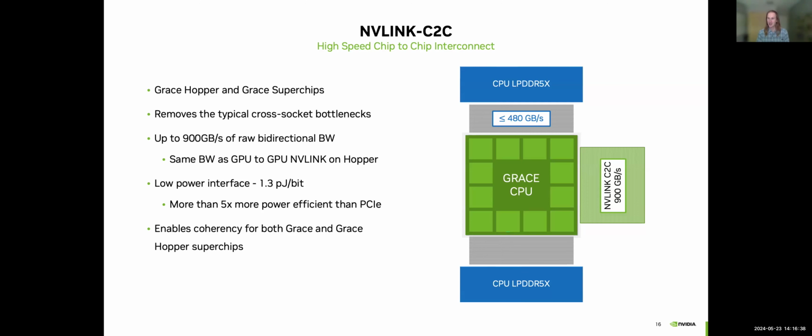The C2C connection has 900 gigabytes a second of bandwidth, and it allows you to connect these two large chips together, not just in a high bandwidth sense, but it also enables memory coherency, which we'll get into in a moment. To be clear, this is round trip 900 gigabytes, so it's 450 each way.